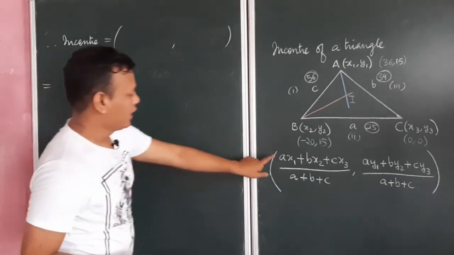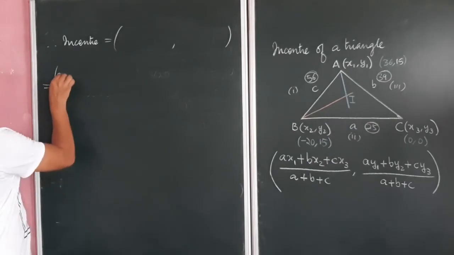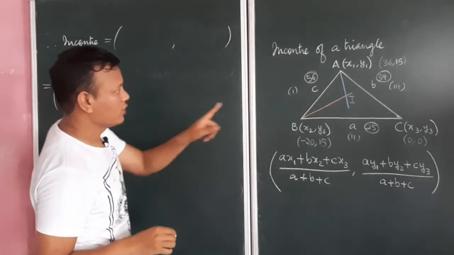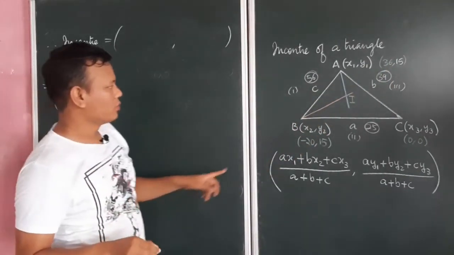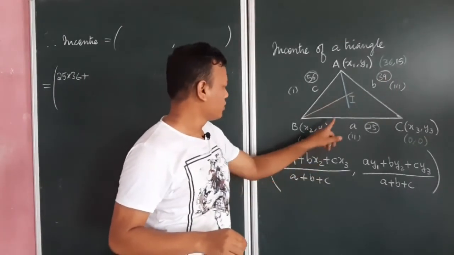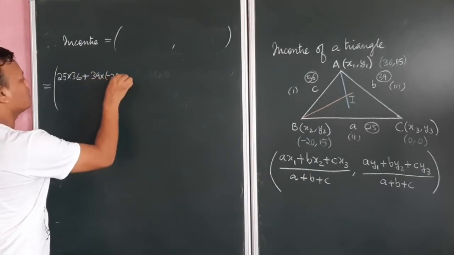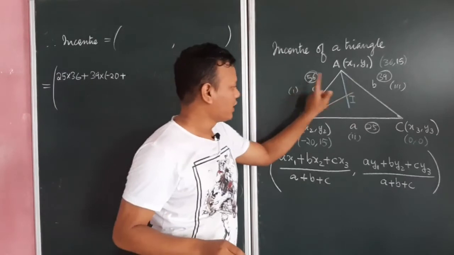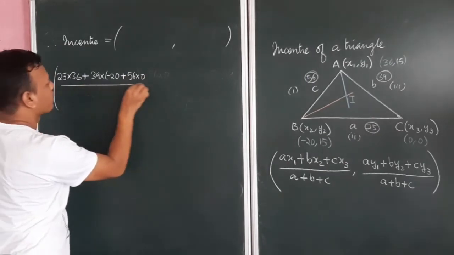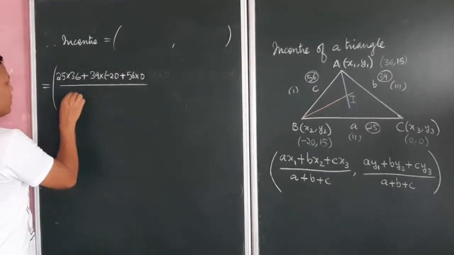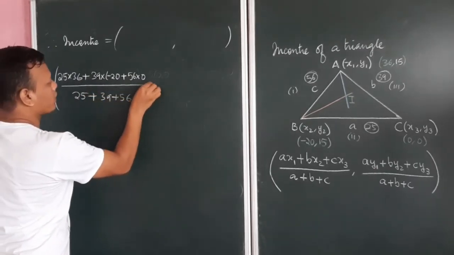So we have a x1. How much is a? A is 25. So we have 25 into x1. x1 is 36. Plus b x2. So b is 39 and x2 is minus 20. So this is 39 into minus 20, plus c, which is 56, into x3. So 56 into x3, which is 0, divided by a plus b plus c, which is 25 plus 39 plus 56. Okay, fine.